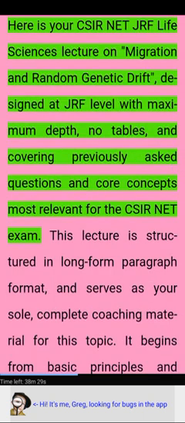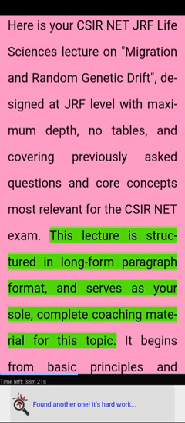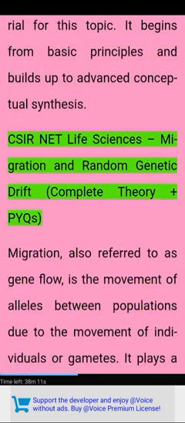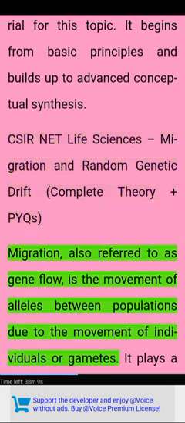Here is your CSIR NET JRF Life Sciences lecture on migration and random genetic drift, designed at JRF level with maximum depth, no tables, and covering previously asked questions and core concepts most relevant for the CSIR NET exam. This lecture is structured in long-form paragraph format and serves as your sole, complete coaching material for this topic. It begins from basic principles and builds up to advanced conceptual synthesis. CSIR NET Life Sciences, Migration and Random Genetic Drift, Complete Theory plus PYQs.